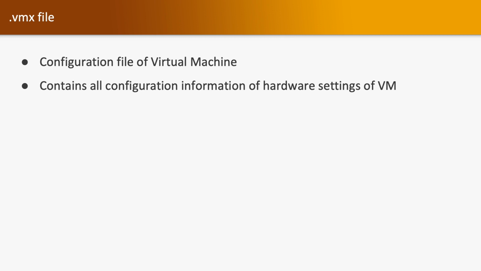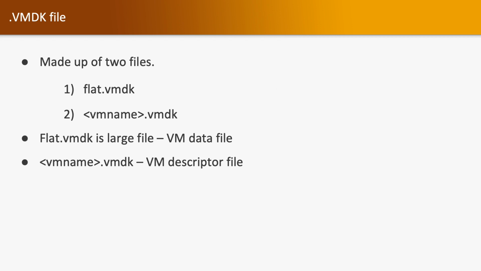VMX file. VMX file is a configuration file of a virtual machine which contains all configuration information of hardware setting which is available on the virtual machine. Whatever configuration you have on virtual machine, such as CPU, memory, NIC, hard drive, floppy drive, or any hardware which exists on that particular virtual machine, VMX keep that information on this file.